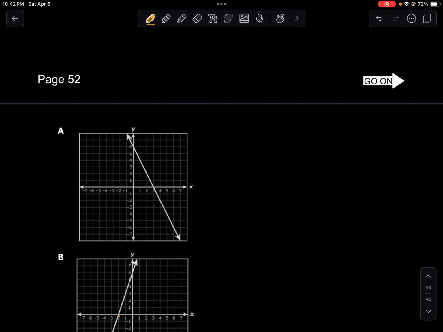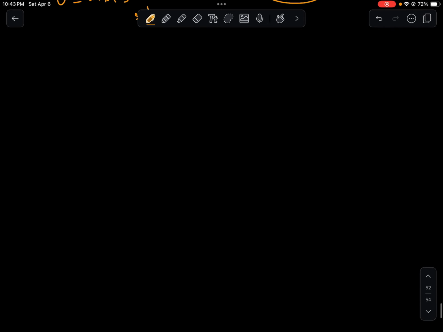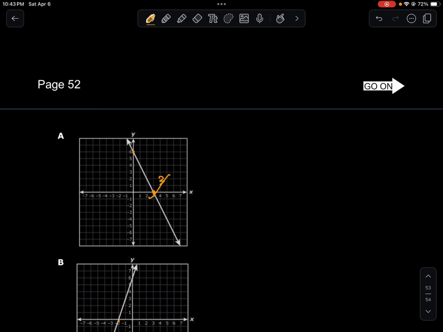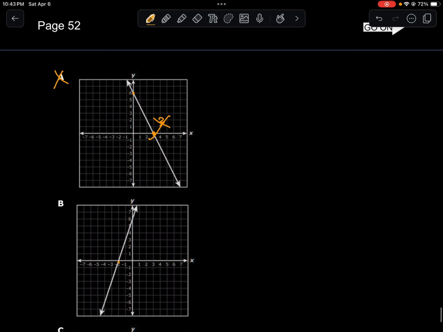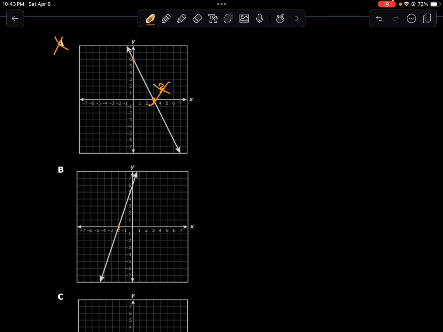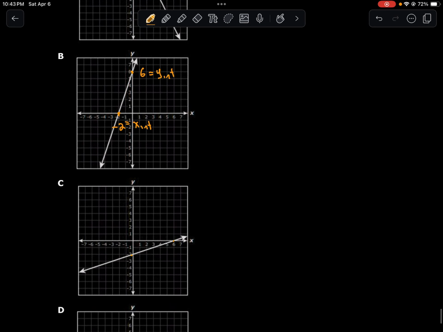Look at the first graph. The x-intercept is 3. That's not it. The y-intercept is 6. Yeah, that's good, but that doesn't work, so it's not A. In the second graph, the x-intercept is -2 and the y-intercept is 6. That could be it. This one, the x-intercept is 6. That's not it. The y-intercept would be -2. It's backwards, so it's not it.